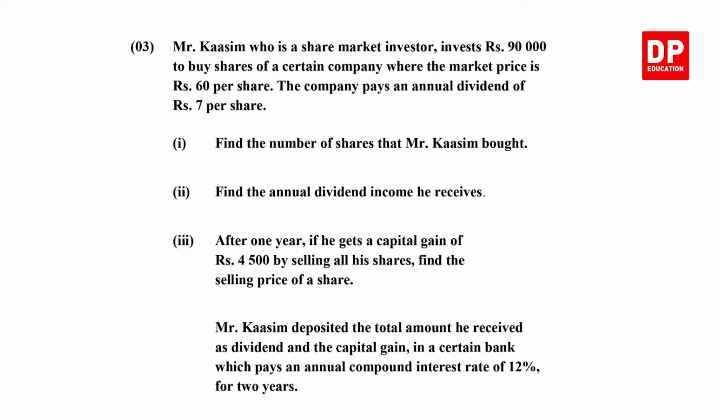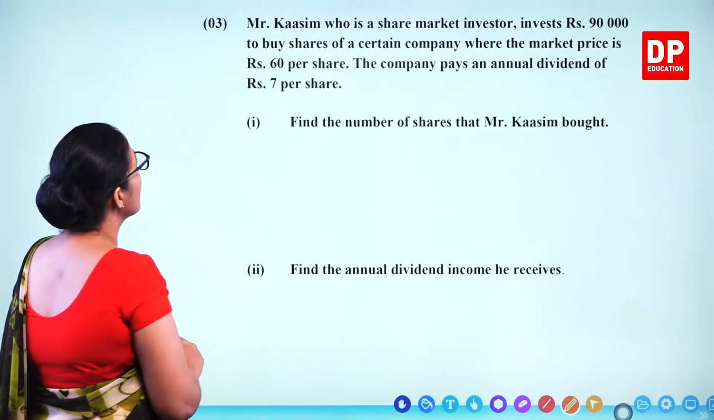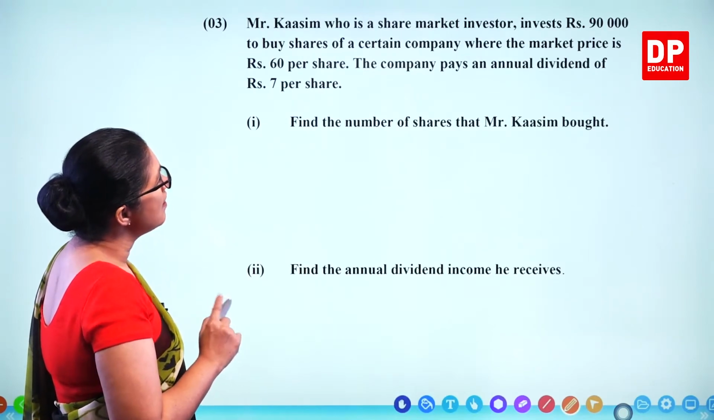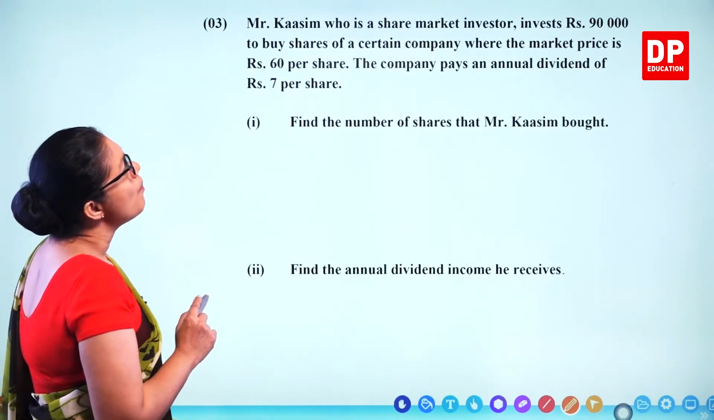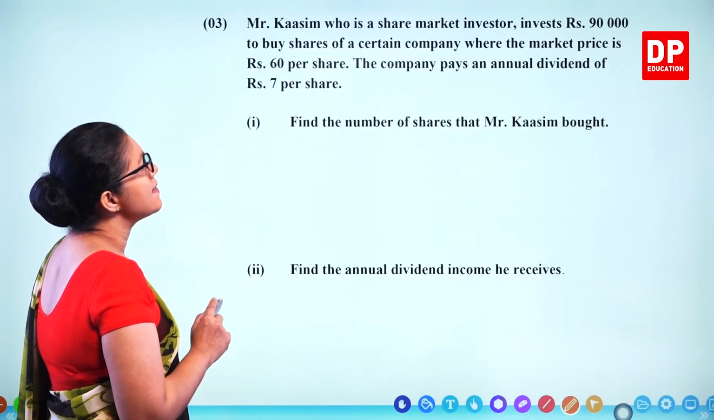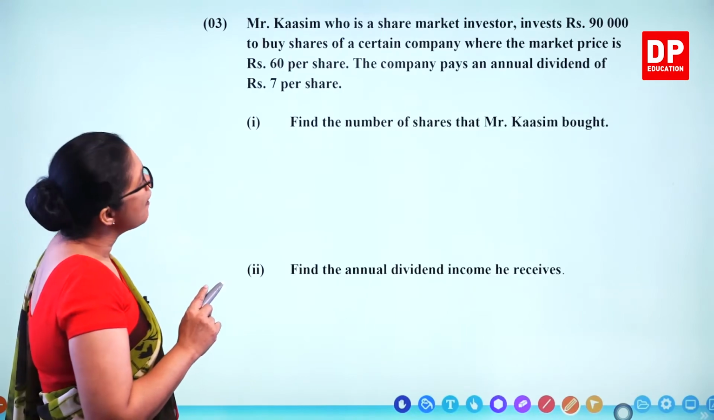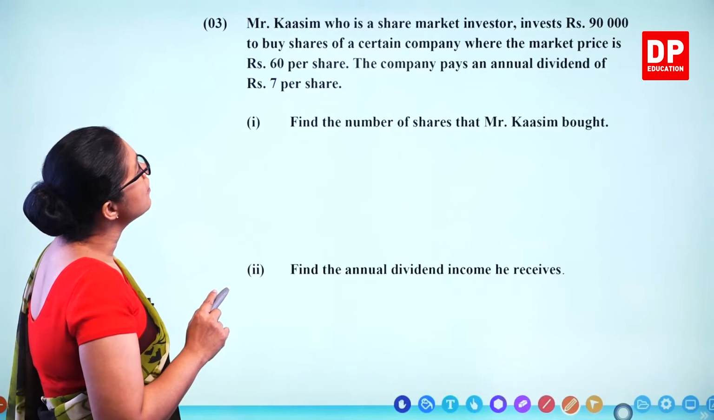Let's take question number 3. This is about share market. So you have to answer 4 parts here. Mr. Kazim, who is a share market investor, invests 90,000 rupees to buy shares of a certain company, where the market price is 60 rupees per share. The company pays an annual dividend of 7 rupees per share. Find the number of shares that Mr. Kazim bought. How do we find out number of shares?